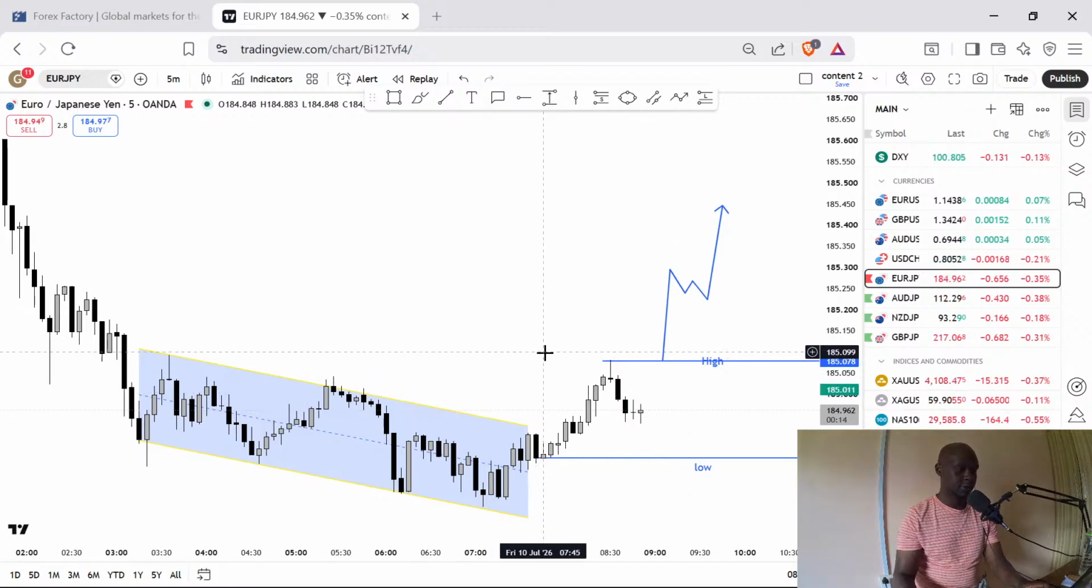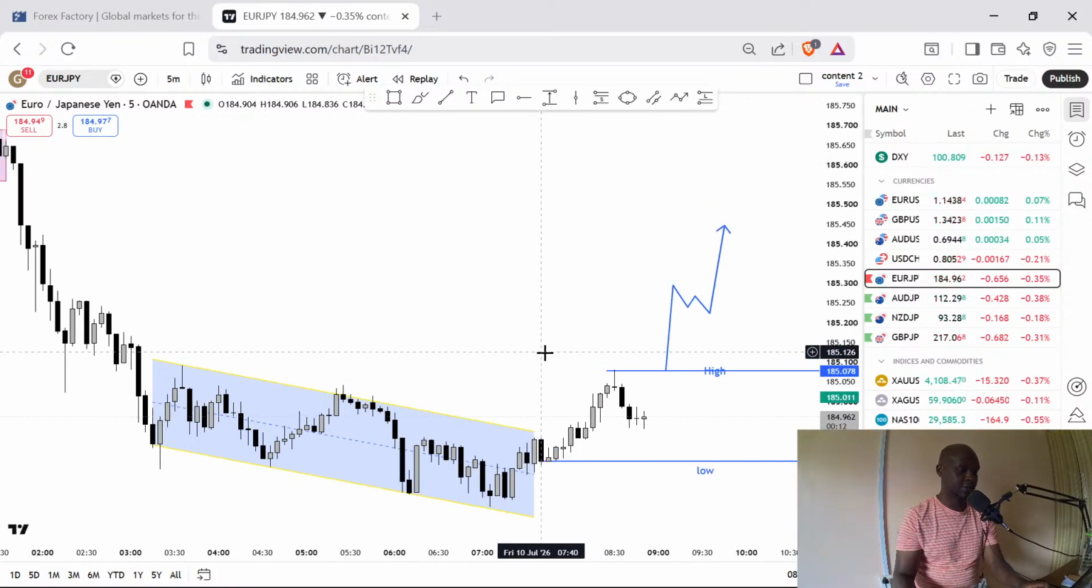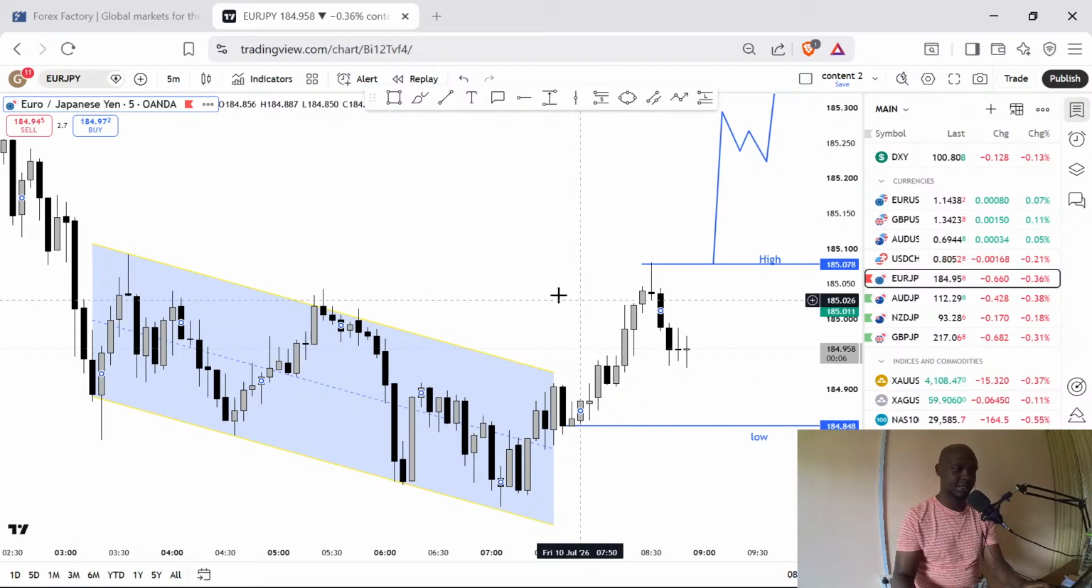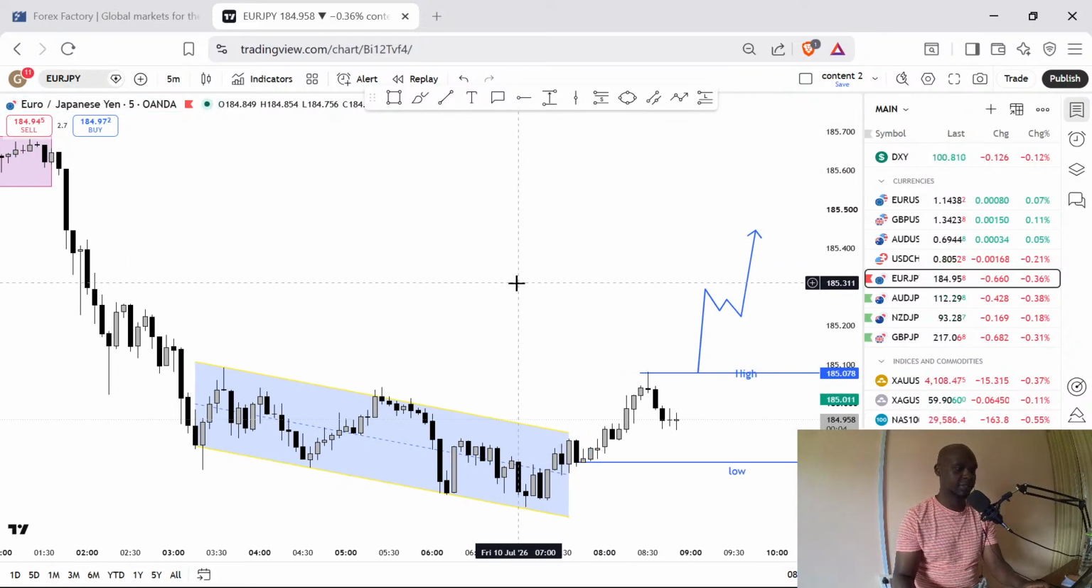So we have to be patient for today. We did not get the entry at the start of the London session because we did not get the strong bullish push, as I've said. So we have to be patient and wait for the strong buying pressure to kick in maybe later on during the day.